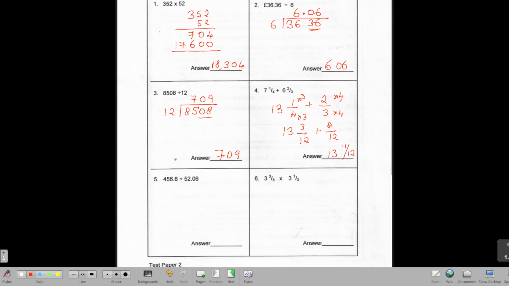Next one, make sure you line the decimals up. Add it together. 6, 6, 8, that's 10, carry the 1. 508.66.